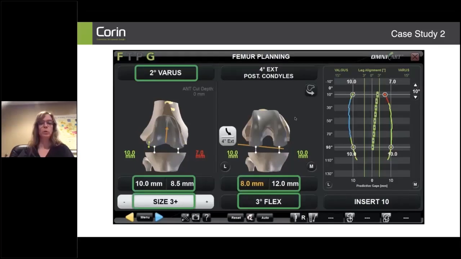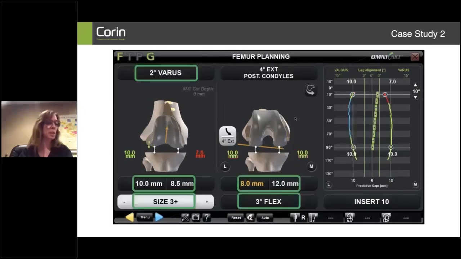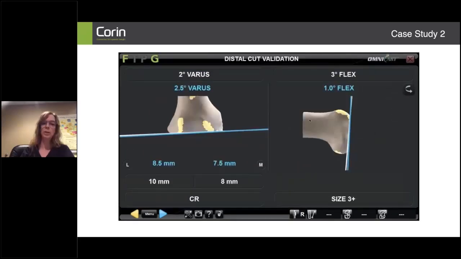Okay. So what I have done is rather than 0 degree varus valgus, maybe in this particular case we might go 1 or 2 degrees of varus on the distal femur. You see we have done that. Okay. We've changed a couple of parameters. And it's nice because the minute you change them, you can see the resultant effect on the curve on the right. So we decided to go ahead and implement this plan.